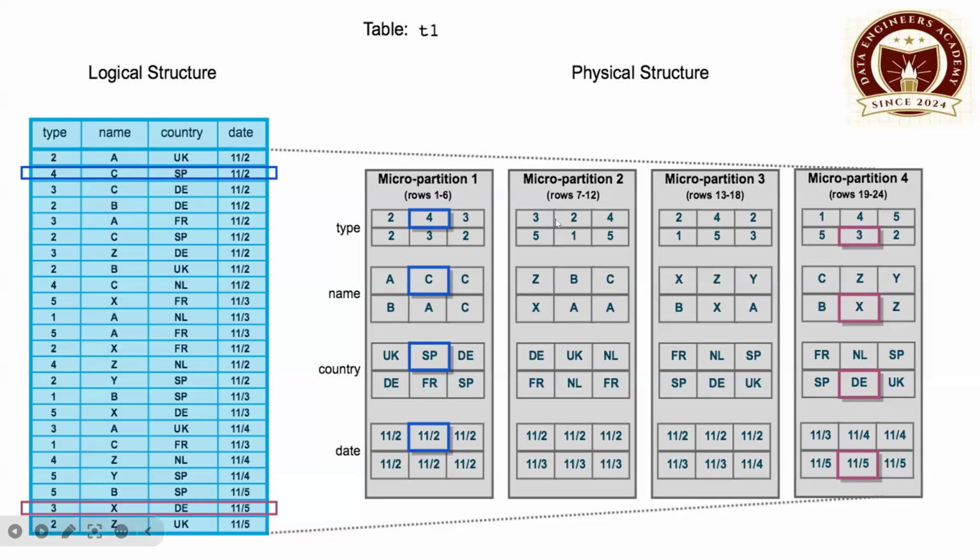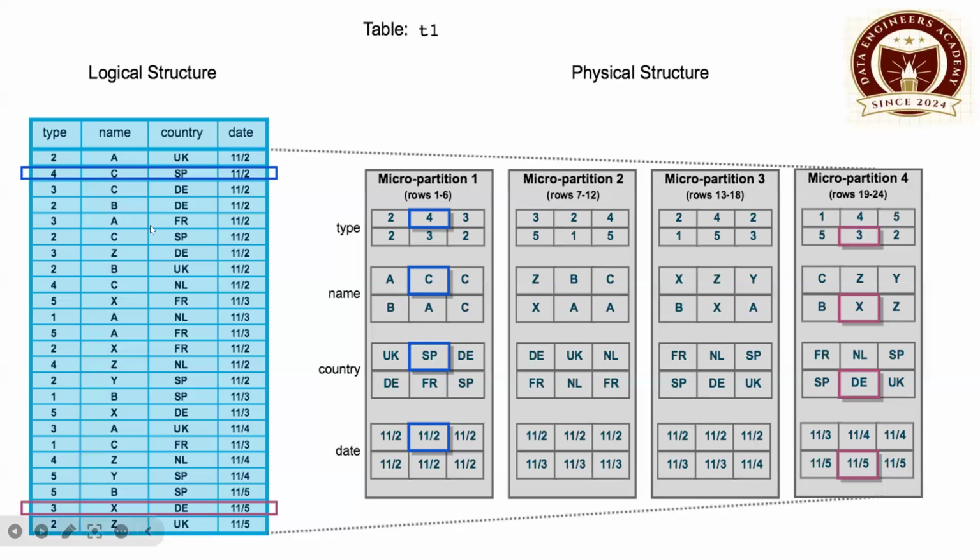When it comes to physical structure in Snowflake, the data will be stored like this: micro partition 1, micro partition 2, micro partition 3, and micro partition 4. If you see the columns, the data will be stored as 2A, UK, 11 by 2. This is one column. 4C, SP, 11 by 2. This is another column. Even though the logical structure is row oriented, the micro partitions are stored in columnar format in the Snowflake physical structure.